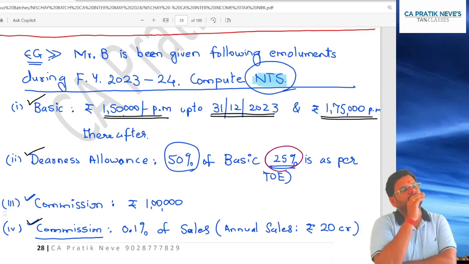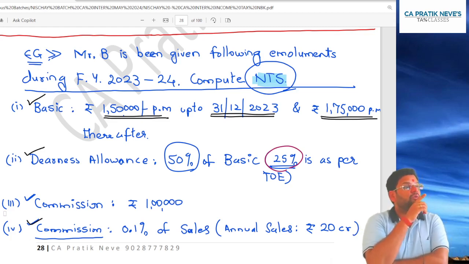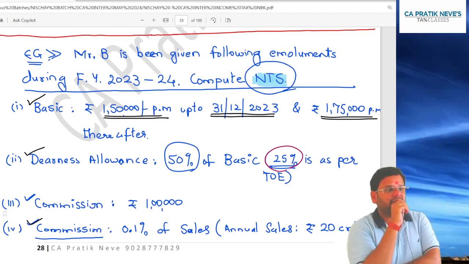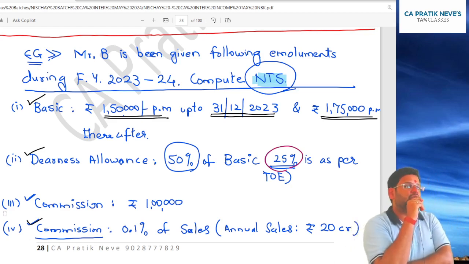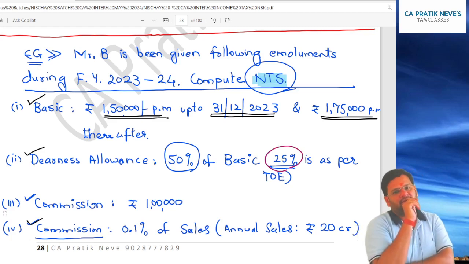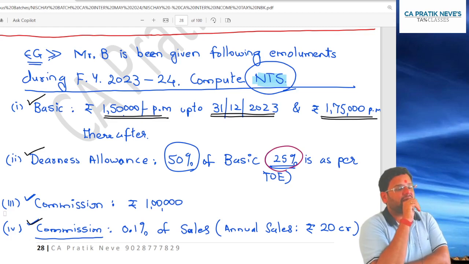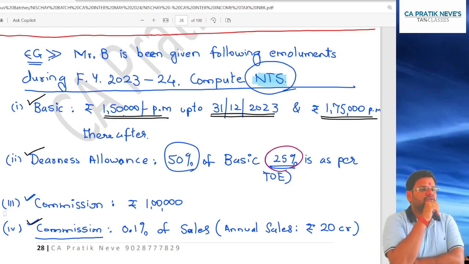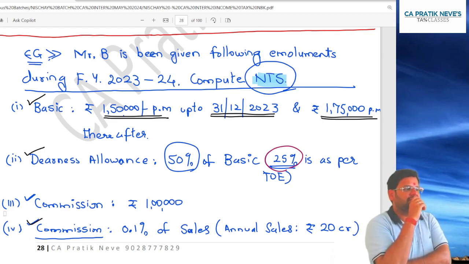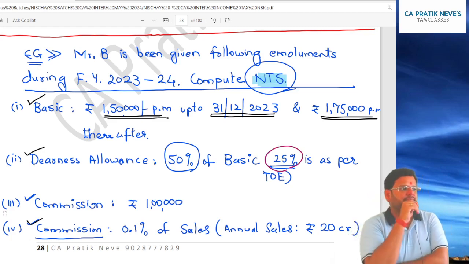Till this point clear? See what I am telling you. Compute net taxable salary in two circumstances. Can you guess what two circumstances? First, he is opting to pay tax as per old regime. Second, he is paying tax under the default regime, that is section 115 BAC.